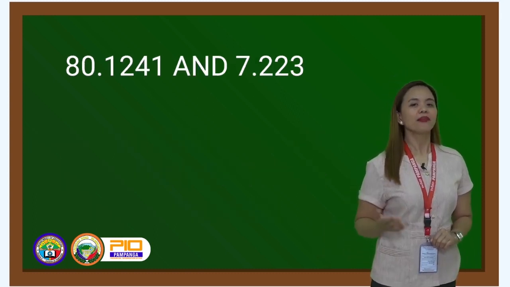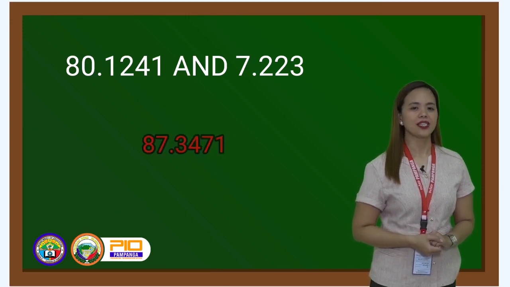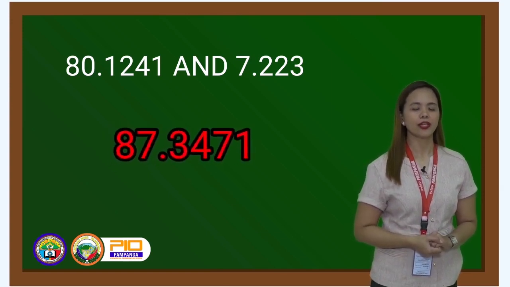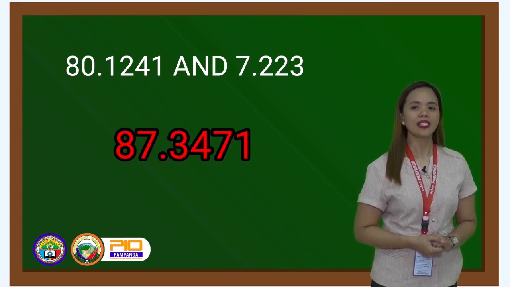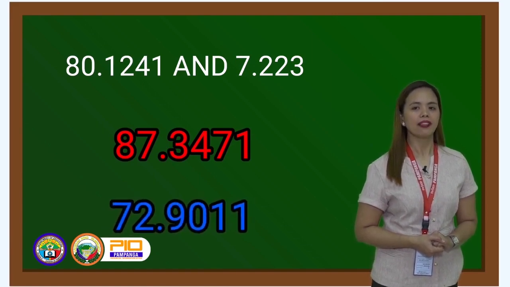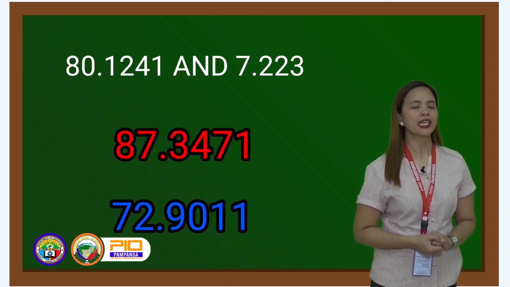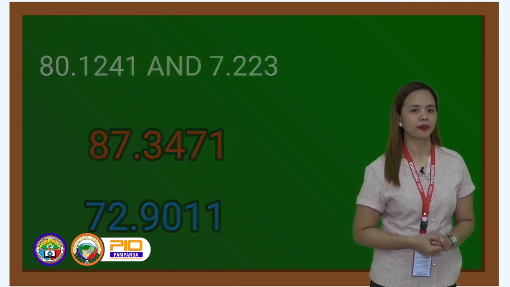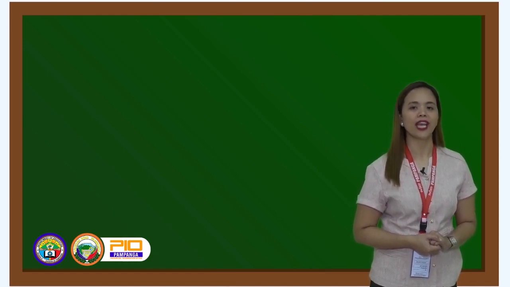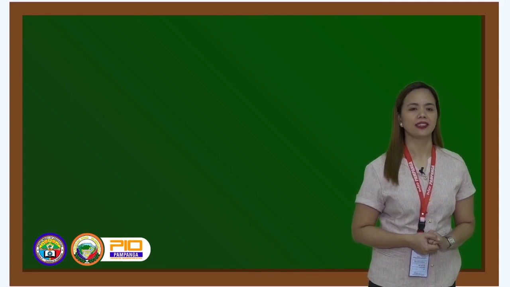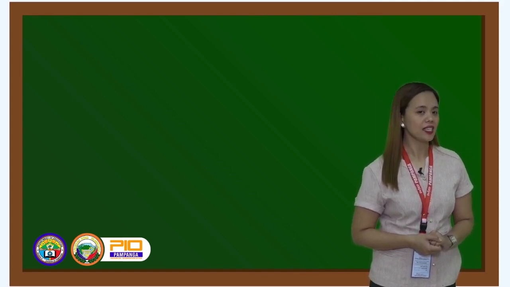Time's up! The sum of these numbers is 87 and 3,471 10,000ths, while its difference is 72 and 9,011 10,000ths. Did you get the same answers? I assume that all of you got it correctly. As easy as that, kids.